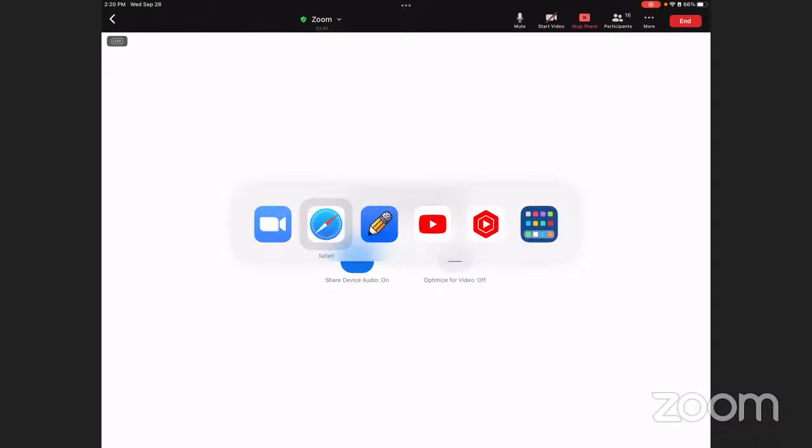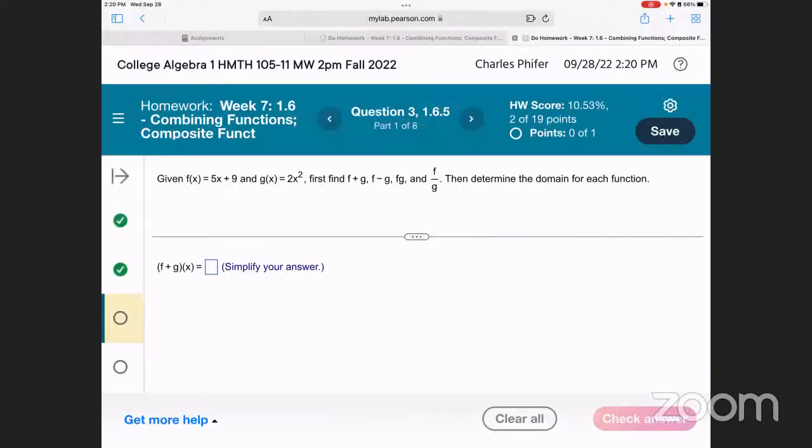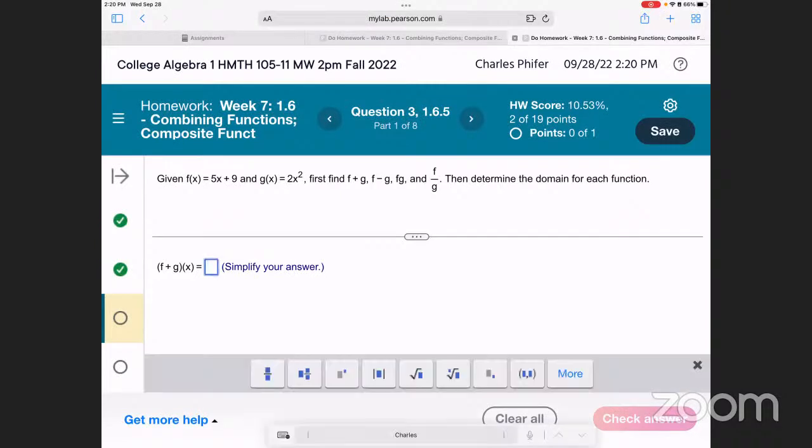All right, so this is where we left off. Question 3. So given this f and this g, I think we could do a lot of it here without having to write it out. So f plus g is the first one. That's going to be basically 2x squared plus 5x plus 9. Okay, let me hit enter.